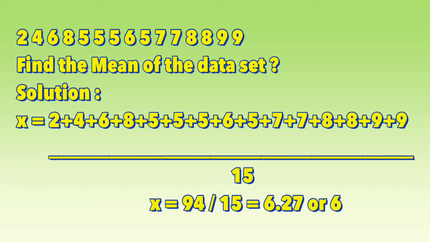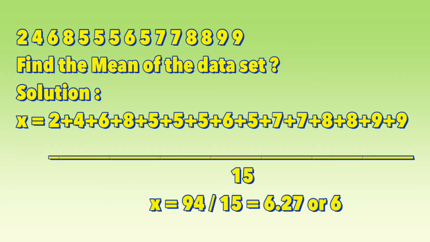And now we're going to add 2 plus 4 plus 6 plus 8 plus 5 plus 5 plus 5 plus 6 plus 5 plus 7 plus 7 plus 8 plus 8 plus 9 plus 9. The x bar is the mean, equals 94 over 15. Then we're going to divide it.